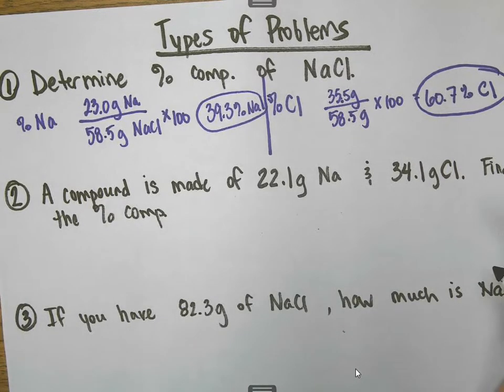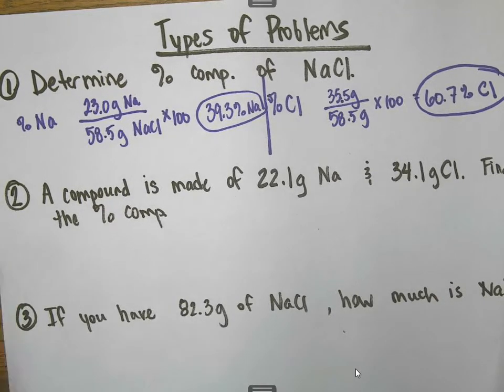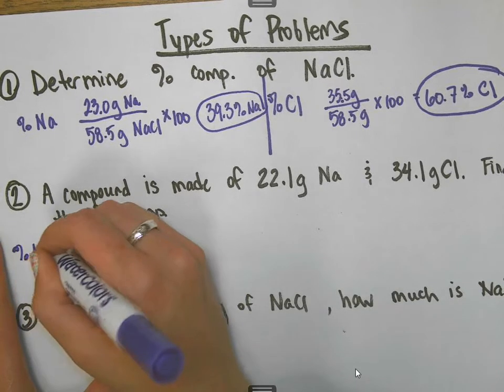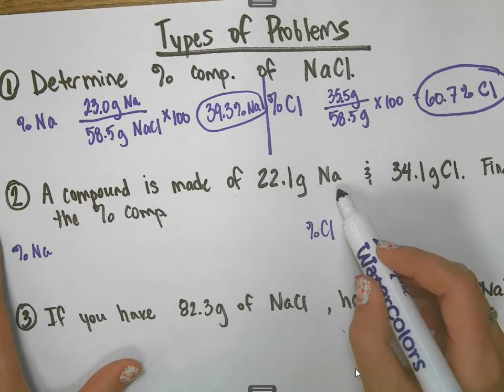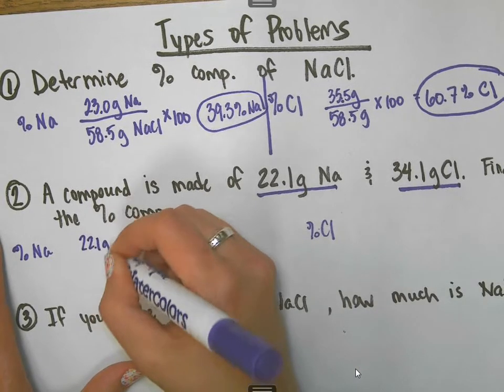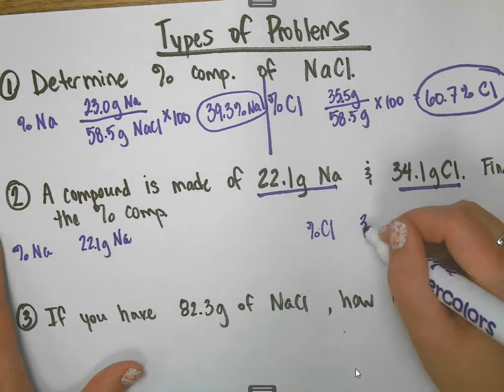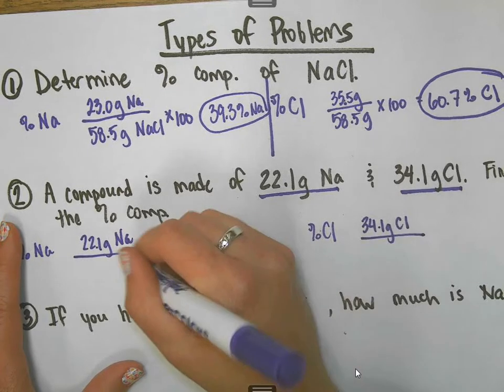A second type of problem that you can have can be formatted kind of like I have. A compound is made of 22.1 grams of sodium and 34.1 grams of chlorine. Find the percent composition. They still want me to do the math. It's the same premise as before. The difference is they made it a little easier because they gave me some of the numbers. So if I'm still being asked to find the percent sodium and the percent chlorine, this time I have the parts right here. This is the part that's sodium right here. This is the part that's chlorine. So on this side, I know it's going to be 22.1 grams of sodium, and 34.1 grams of chlorine. What I don't know is what the whole is. The whole is going to be NaCl.